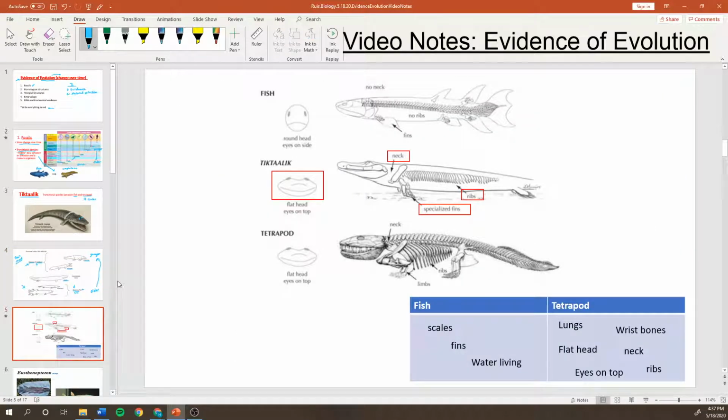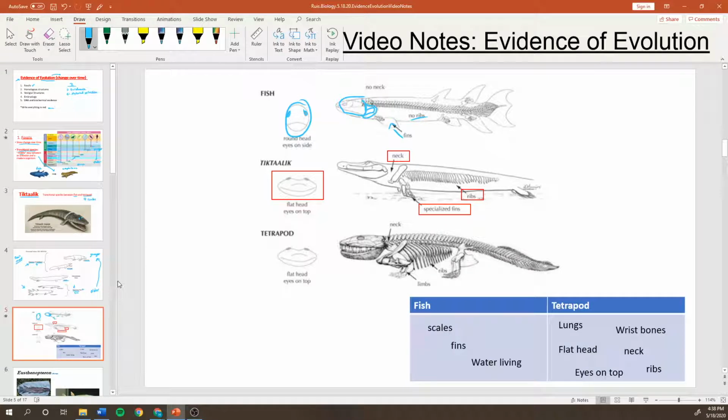Okay, so here's some things about fish. Round heads, eyes on the side. They have this shoulder blade bone here, the shoulder girdle, and it connects directly to the skull. And so for a fish to look around, it doesn't really have a nice neck to look laterally. It's got to turn its whole body a little bit. No ribs here. It's got these fins that are a little bit different. There's different kinds, but that's okay.